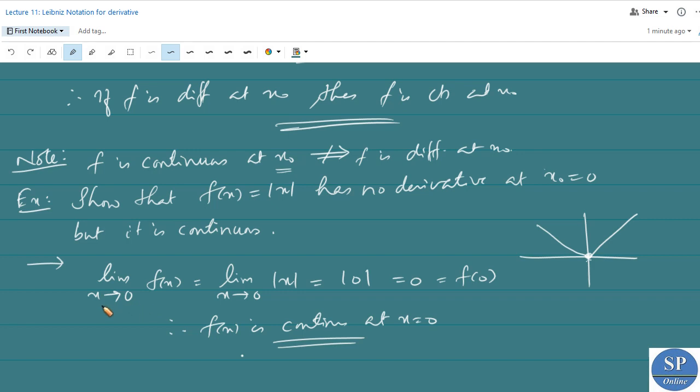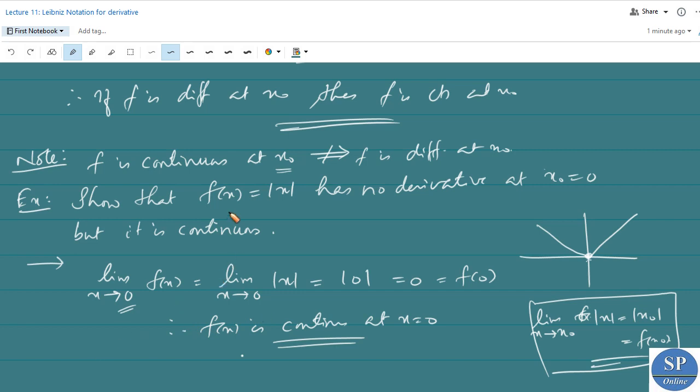Actually, at any point x naught it is continuous, because limit x tends to x naught f of x is equal to limit x tends to x naught mod x, which is equal to mod x naught, which is equal to f of x naught. We can prove continuity at any arbitrary point x naught this way. So in particular, it is continuous at the point 0.